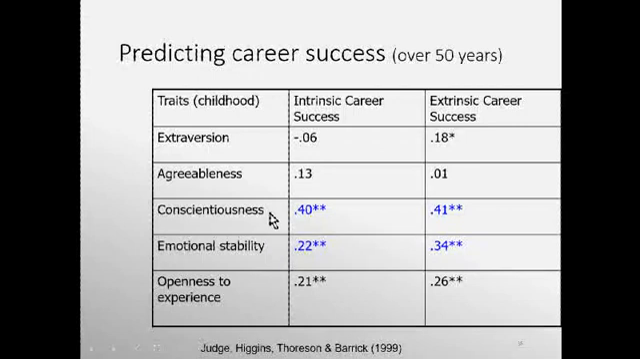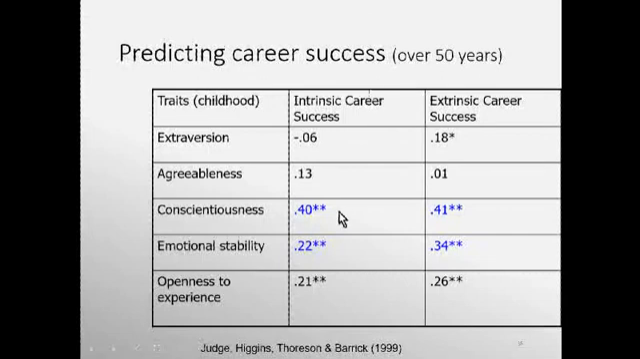Now, here we see that conscientiousness is the strongest predictor of both types of career success, yeah, at approximately 0.4. Now, what does that mean, class? This validity coefficient is basically a correlation between conscientiousness and intrinsic career success. Now, positive 0.4 tells us that the relationship is positive. So the higher the conscientiousness in childhood, the more intrinsic career success the person has, and it's about moderately more. Not a lot more, but moderately more.